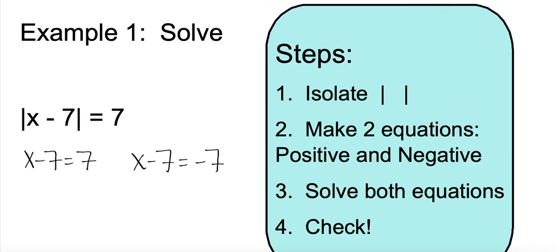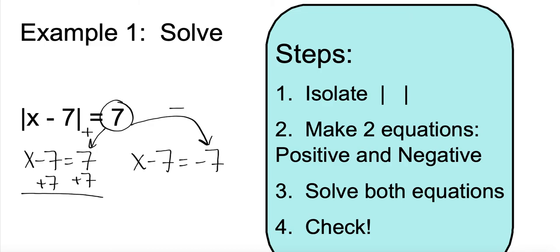You're not changing the stuff in the absolute value, you're only changing that 7. So we have a positive 7 and a negative 7 when you set that up, okay? So positive equation, negative equation, and then solve both equations, and you'll get two answers, okay? The steps should be the same for both of these.